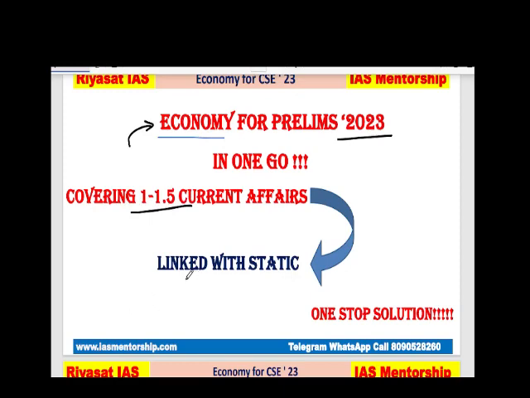And apart from learning those current affairs, we will also be linking it with static concepts. So with this agenda, we will be having a proper, holistic, comprehensive coverage of your economy at just one single place.